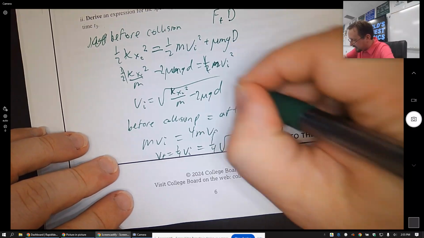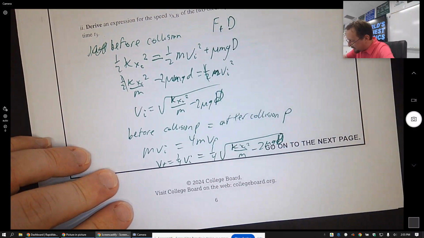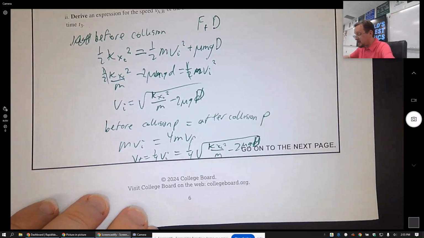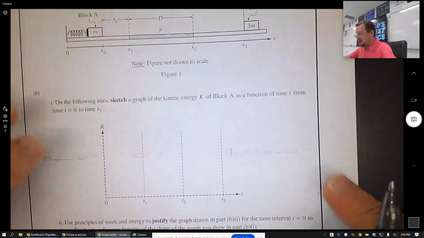D, capital D. Okay, to make sure you use the right case. All right, well, that sucked.